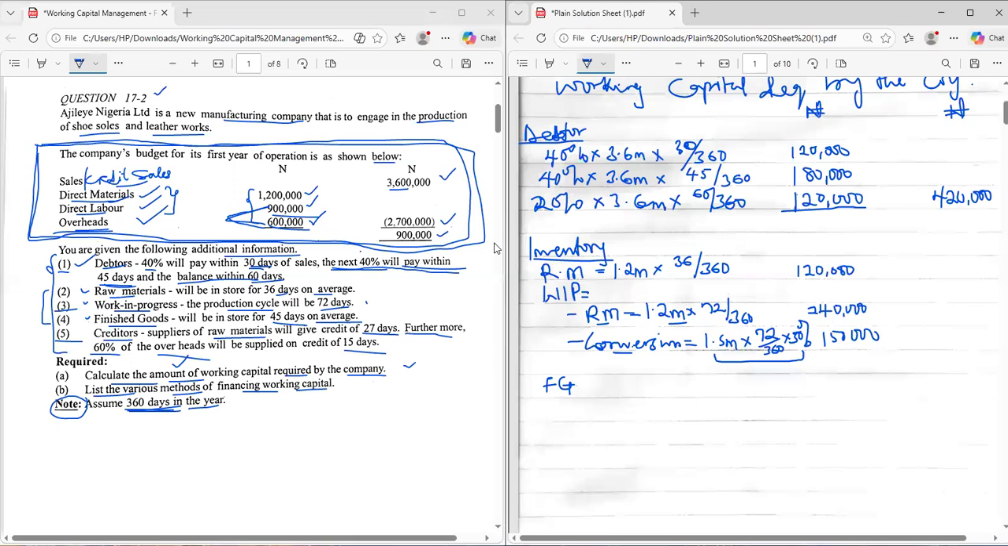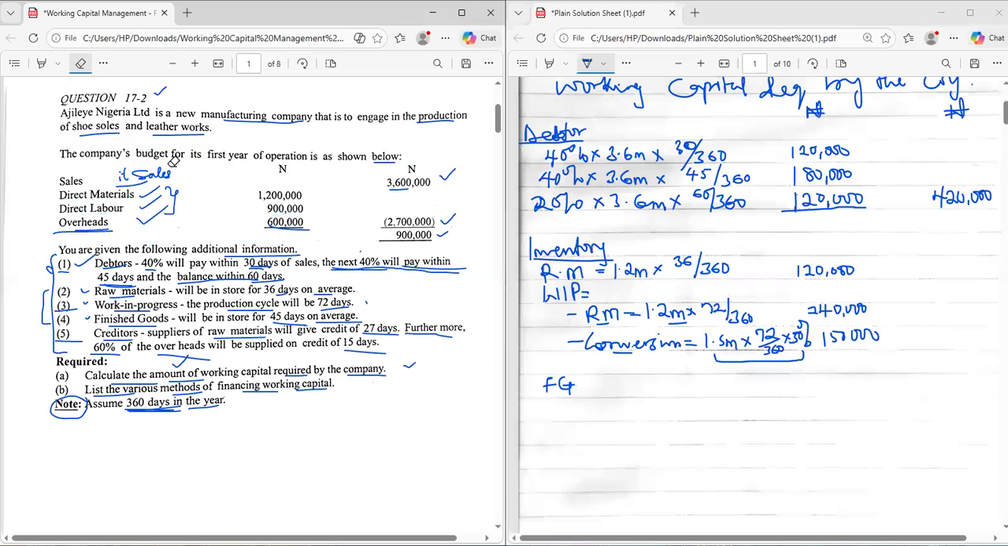The person that is asking, do you have an idea? They said finished goods will be in store for 45 days on average. How do we go about it? Which figure represents finished goods? That's the first question you ask yourself. You must find a figure. Which figure represents finished goods? Who can tell me? Sales.